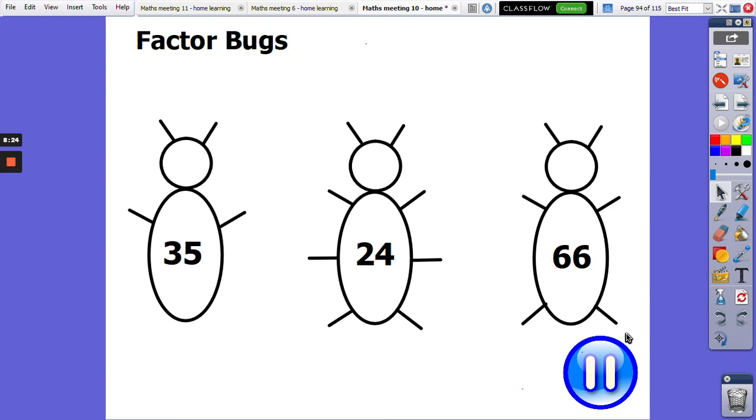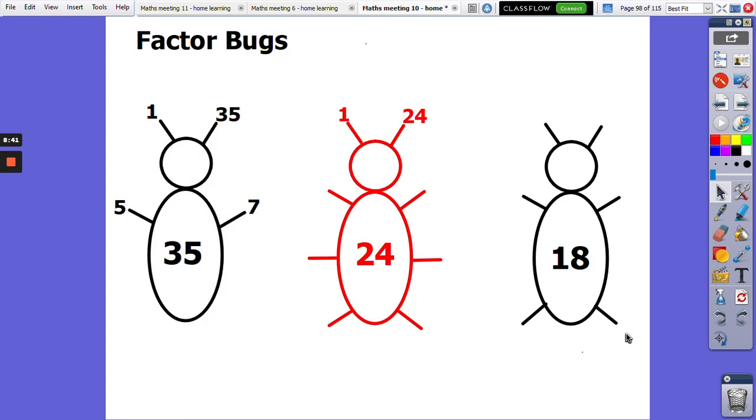Right, let's see, shall we? 35. Remember, every number has at least 2 factors, which are 1 and itself, 1 times 35. We've also got 5 and 7. 5 multiplied by 7 equals 35. Okay, we've got 24 now. 1 and 24. And we've got 2 and 12. 3 and 8. 4 and 6. All those numbers multiplied to make 24.